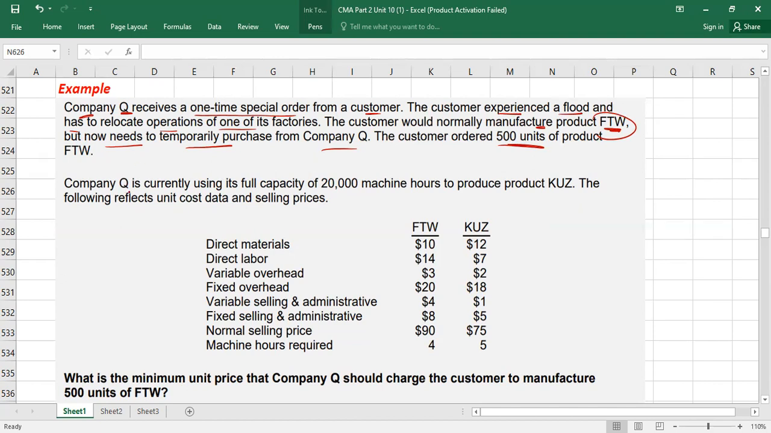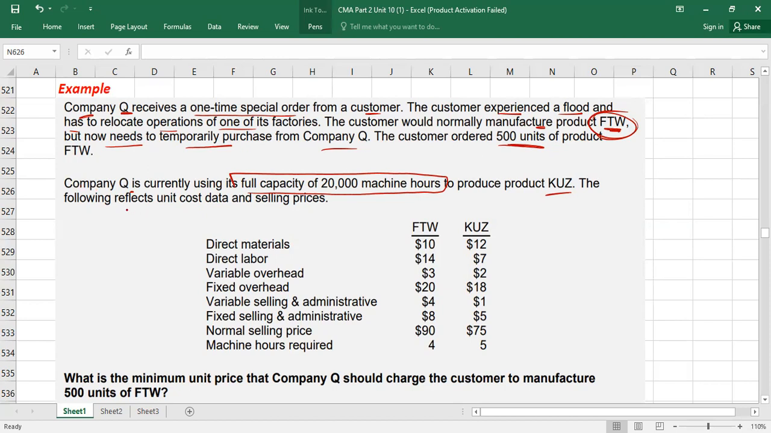So they're telling you company Q is currently using its full capacity of 20,000 machine hours. It means the company is operating at full capacity to produce product KUZ. But we have to calculate the cost of FTW. But the company is operating at full capacity, 20,000 machine hours are the full capacity, and the company is utilizing those 20,000 machine hours to produce product KUZ.